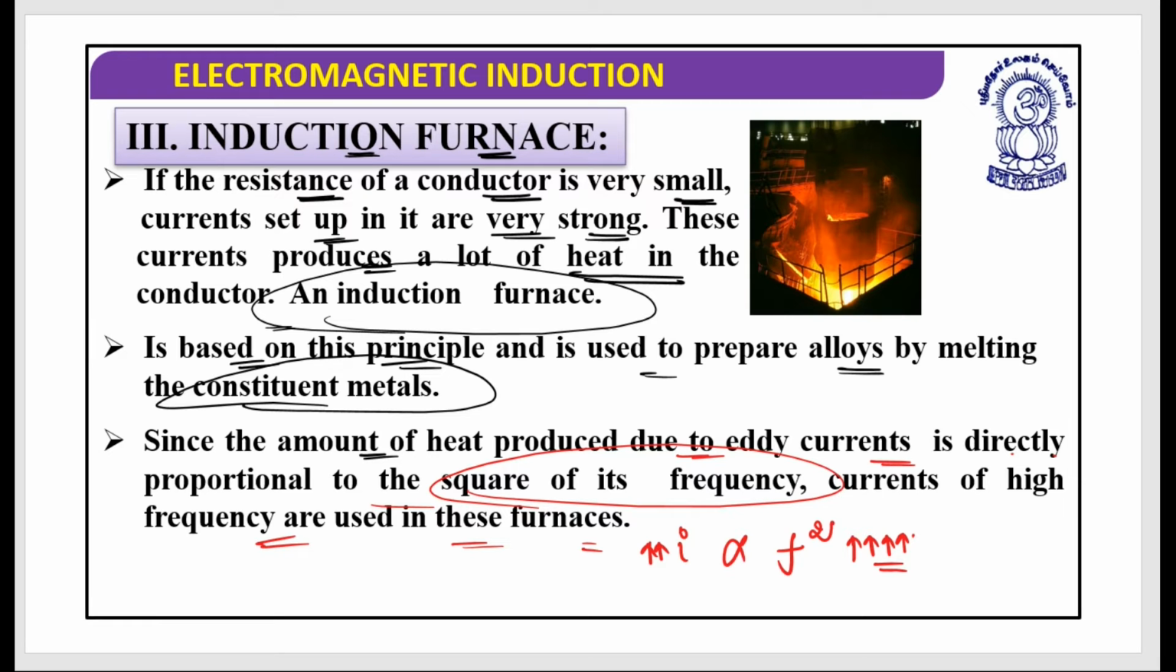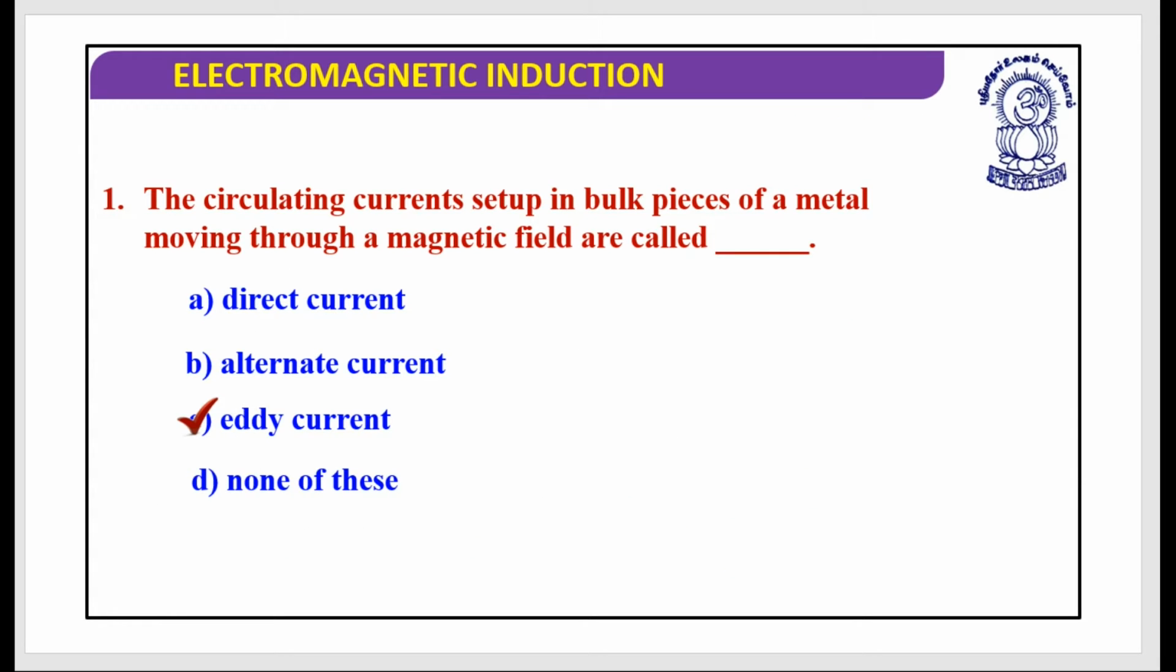Is it clear? Great. Let's have certain quick questions. The circulating currents set up in bulk pieces of a metal moving through a magnetic field, what do we call them? Yes, they are called eddy currents.